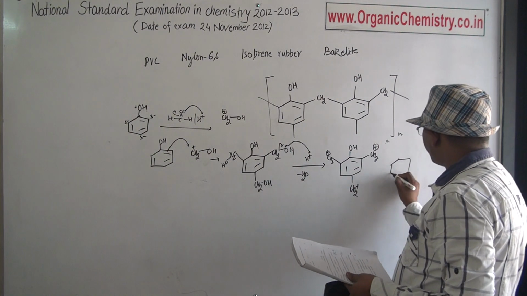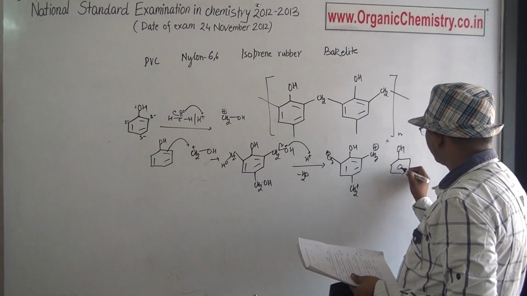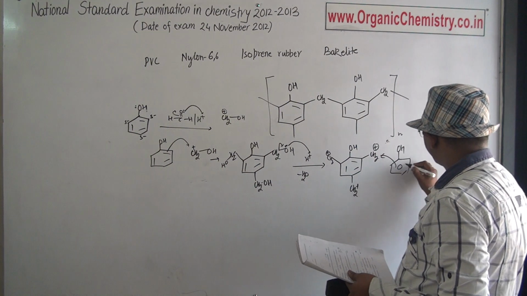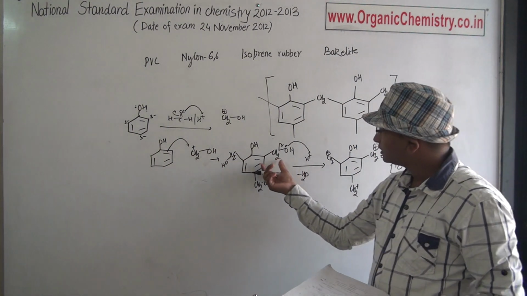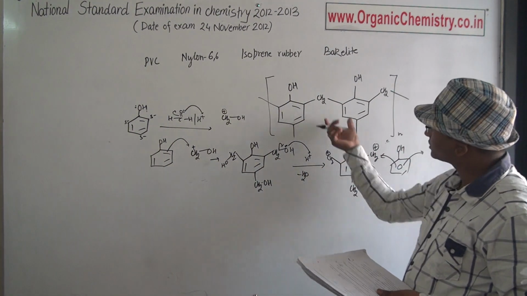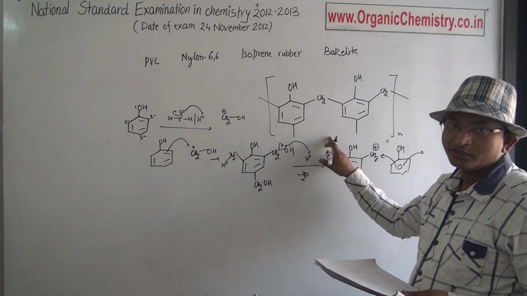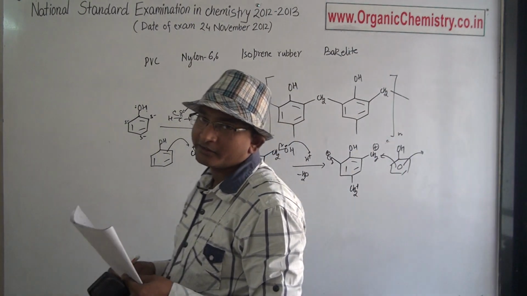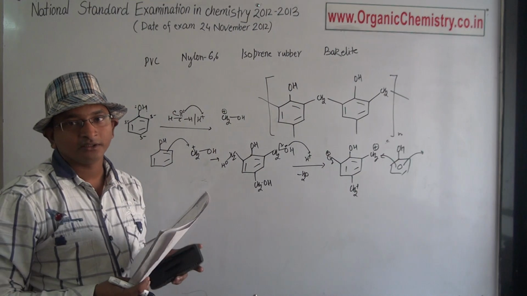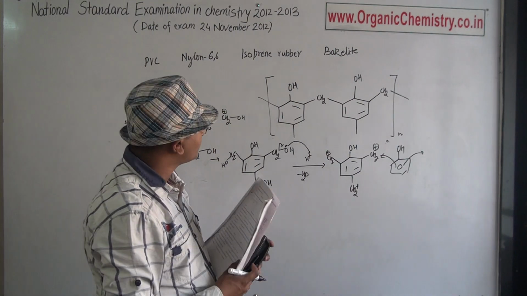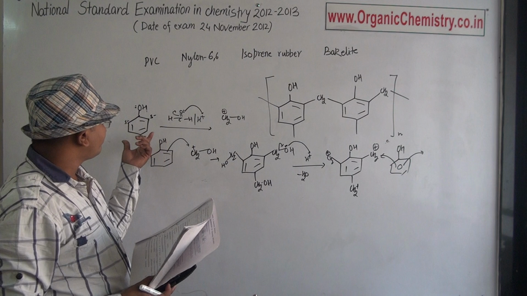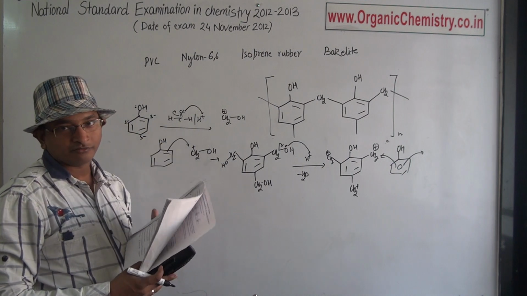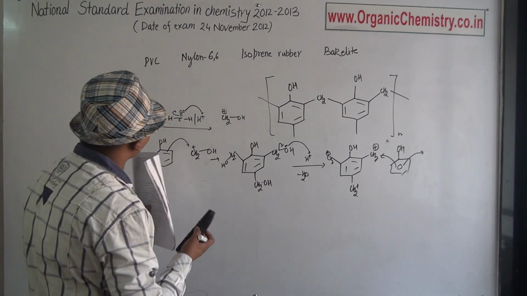Another phenol molecule attacks through its ortho position on this type of carbocation and polymerizes to give bakelite as the product. So this structure is bakelite. The formation of bakelite can be observed by the reaction of phenol with formaldehyde in the presence of acid.